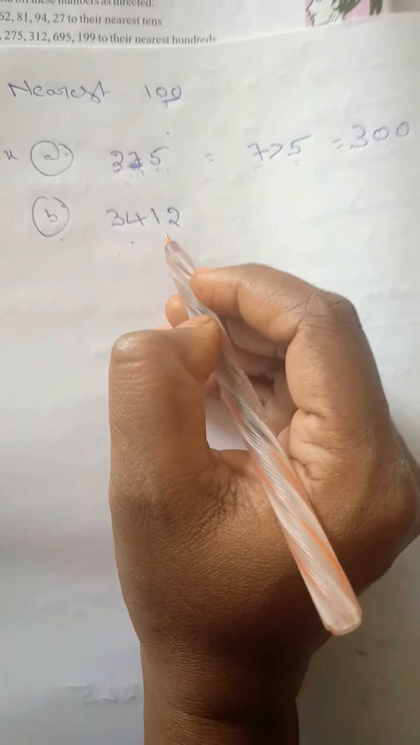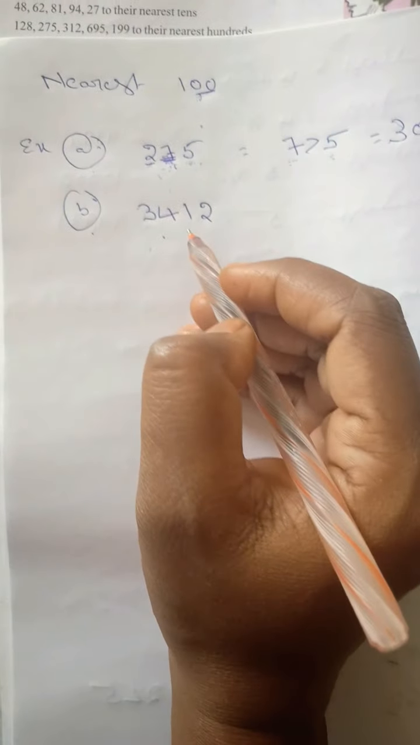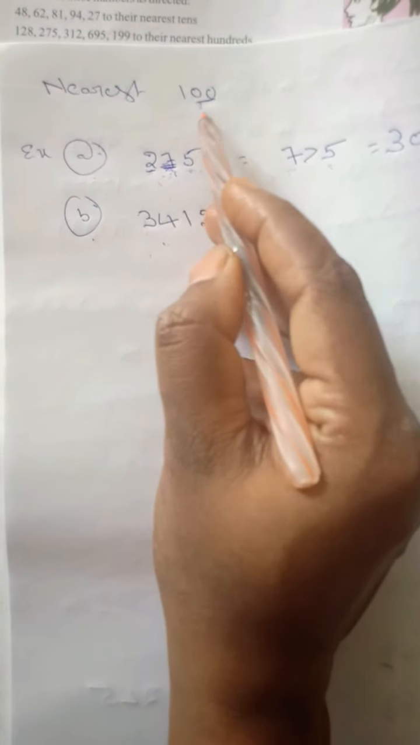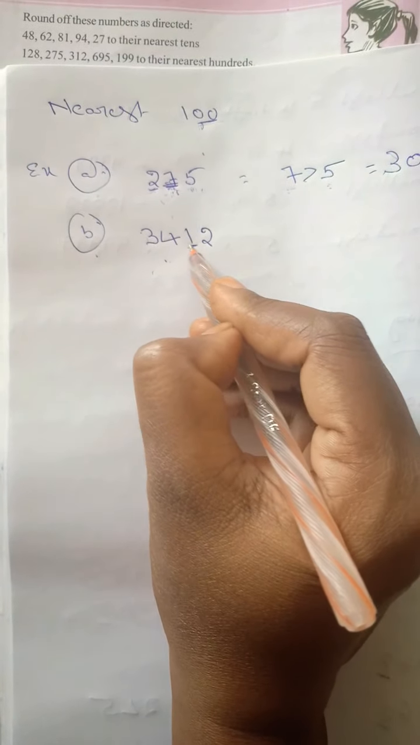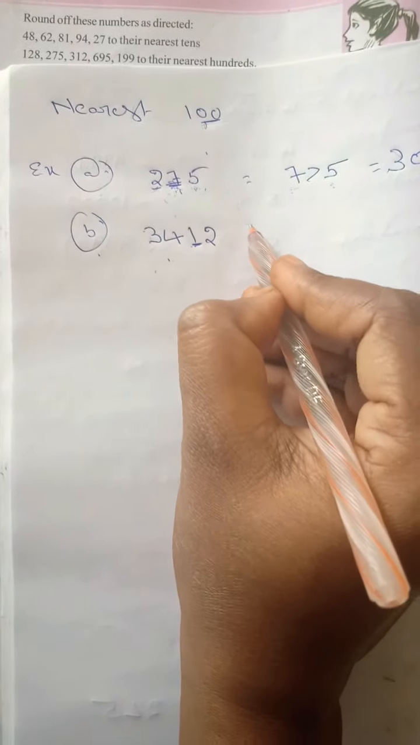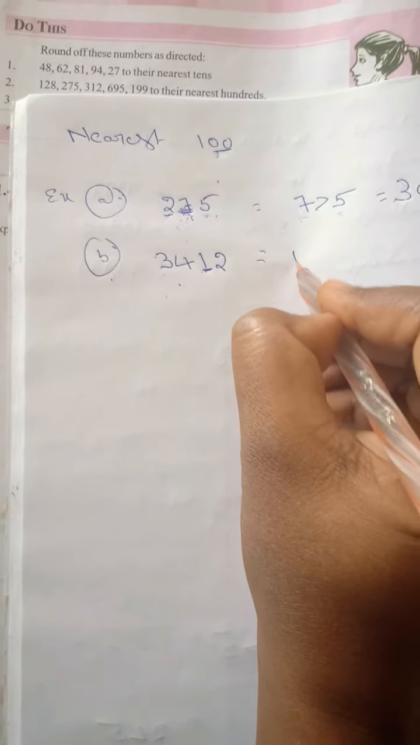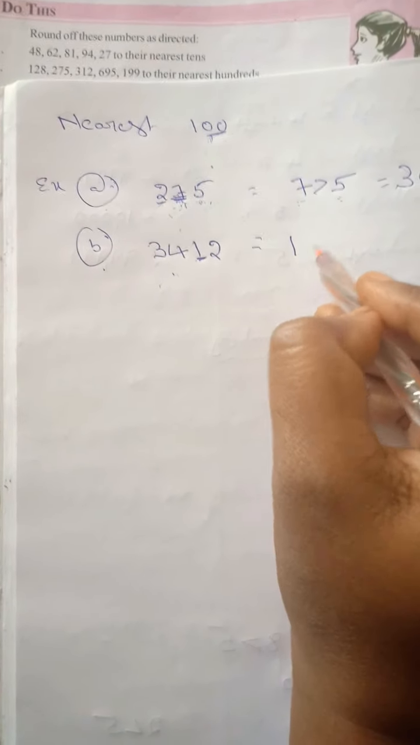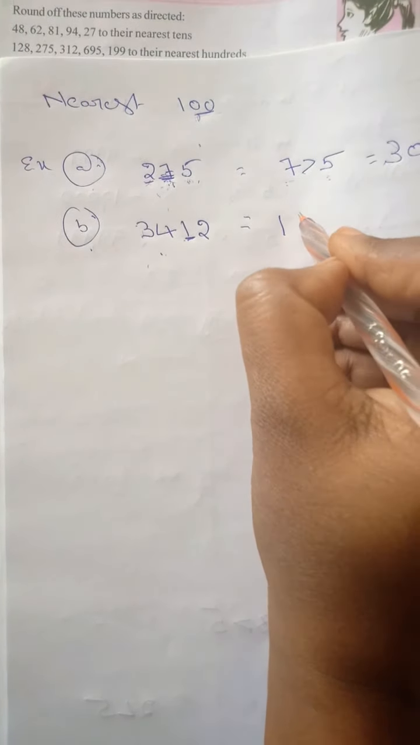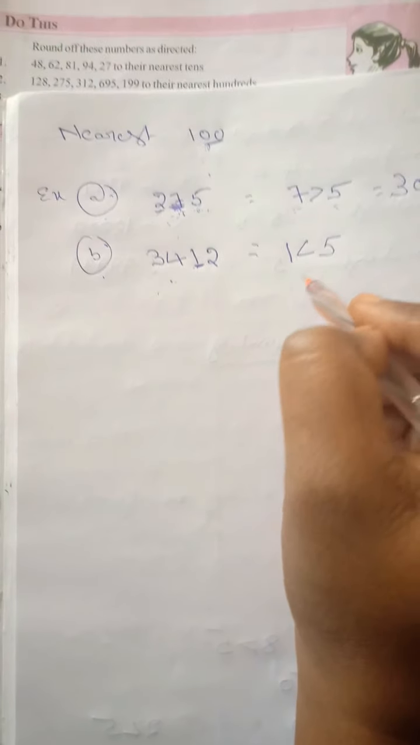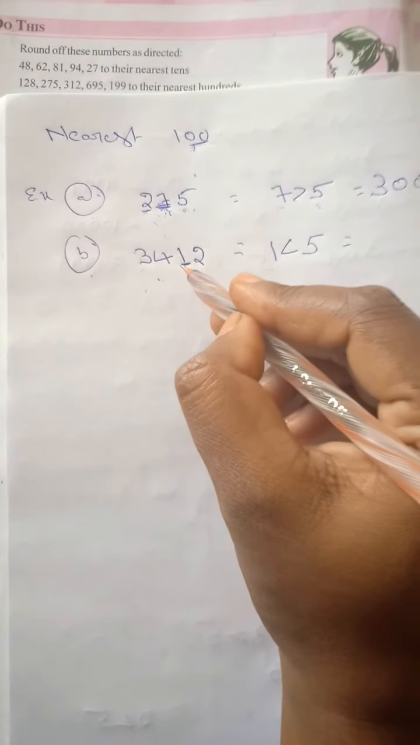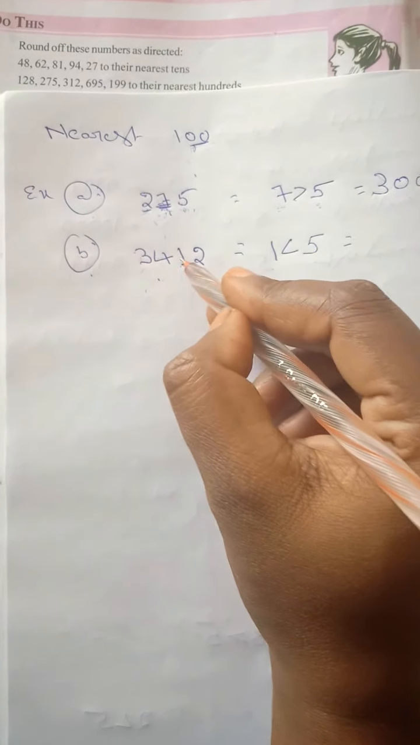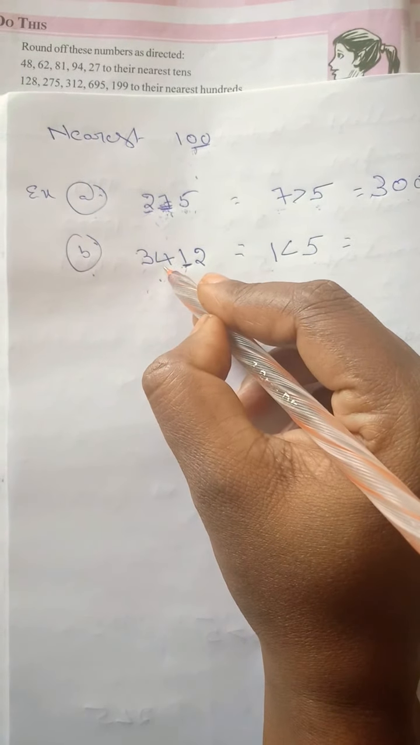3412. Now we write this number as the nearest 100. As usual, 100 has how many zeros? 2 zeros, so we compare the digit in the tens place. That 1 is compared with 5. Is 1 less than 5 or greater than 5? Less than 5. In case the digit is smaller than 5, the before digit doesn't change.